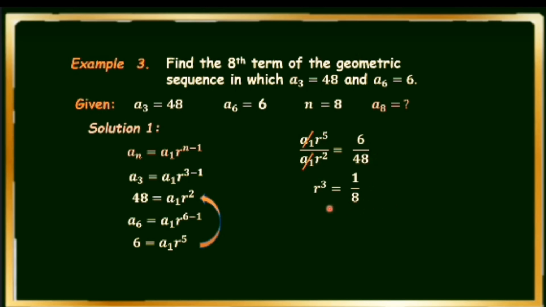Now to find r, we get the cube root. So the cube root of r cubed is equal to the cube root of 1 over 8. Okay? And the cube root of r cubed is r. The cube root of 1 is 1, and the cube root of 8 is 2. Therefore, r is equal to 1/2.